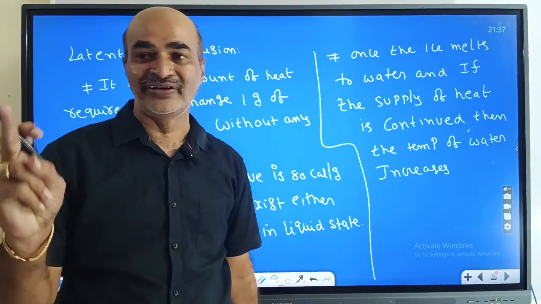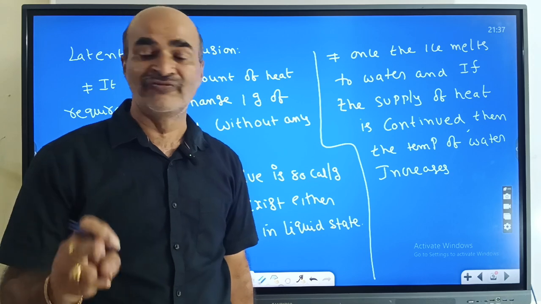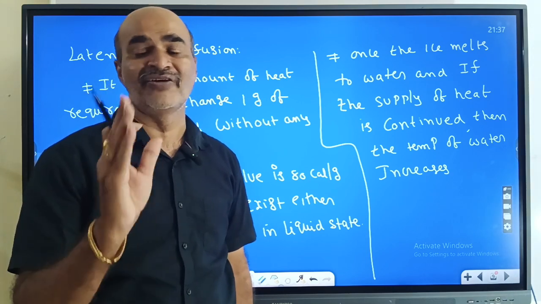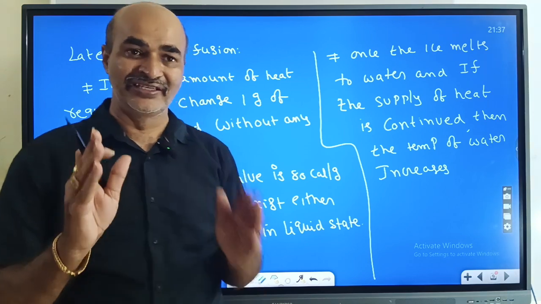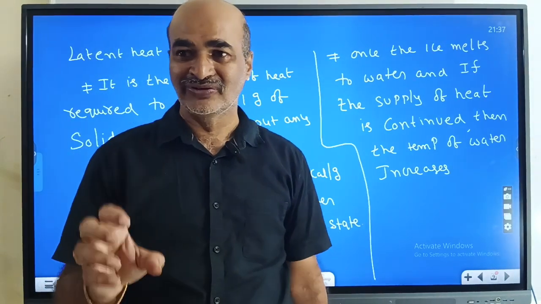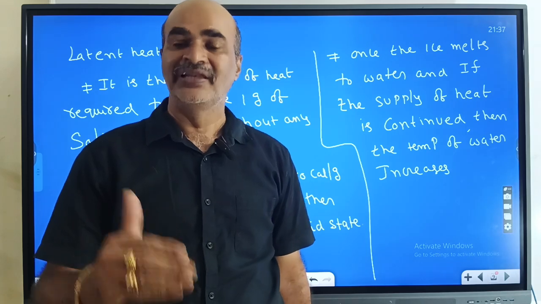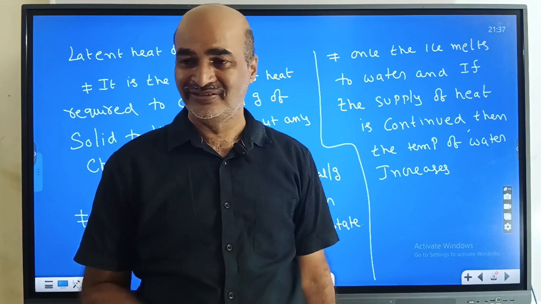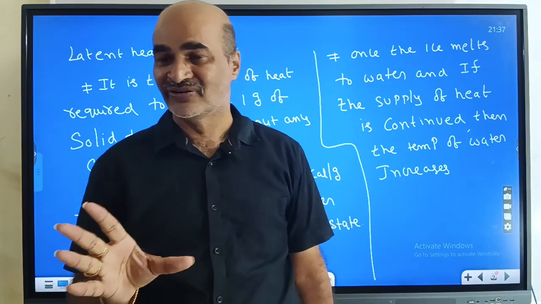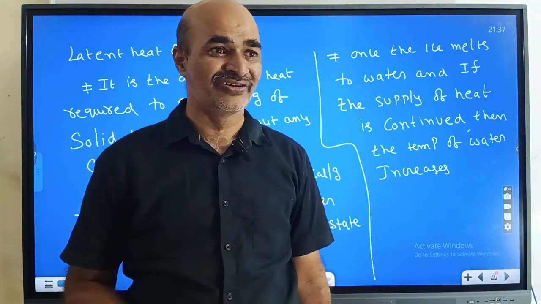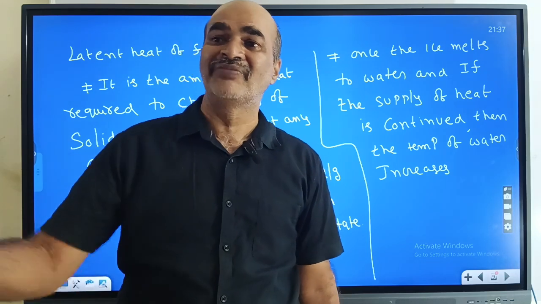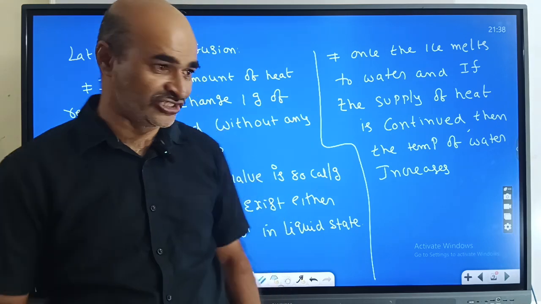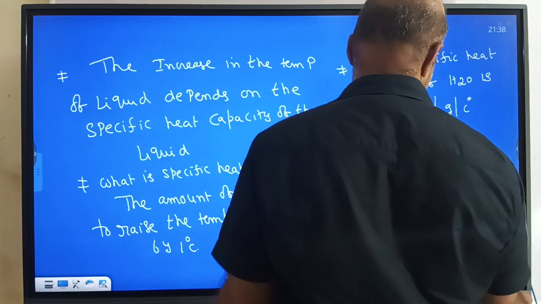Different liquids have different latent heat of fusions. All the liquids do not have the same latent heat of fusion. Why? For water, 1 gram of ice needs 80 calories to become liquid. But if you have 1 gram of solid benzene, for example, and it has to become liquid, it does not need 80 calories; a different amount of heat energy is needed. Why? Because of specific heat capacity. What is meant by specific heat capacity?